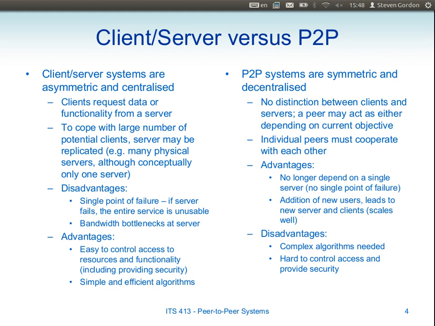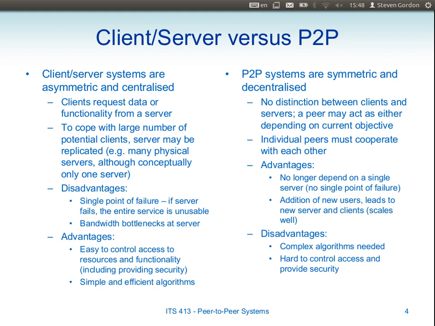So, the comparison of a client-server system versus a peer-to-peer system has essentially the same trade-offs as a centralized versus a distributed system. In a client-server system, whether it's downloading a file, accessing some resource, or requesting some service, the clients request data or functionality from some server.